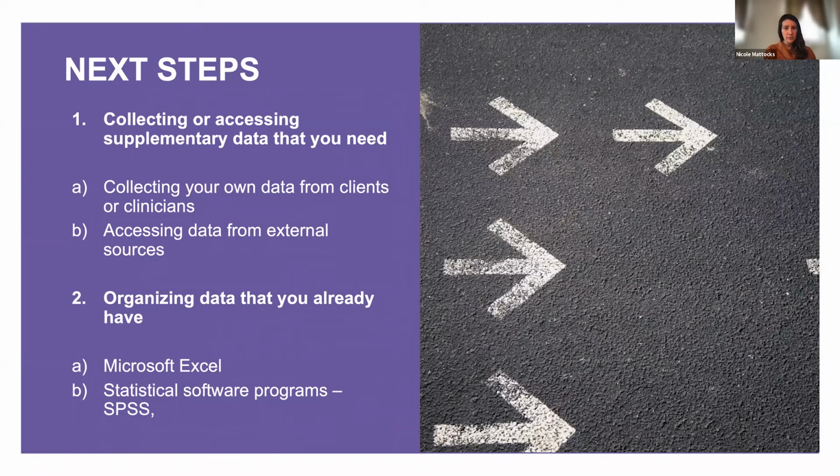So these next steps that we want to talk through right now are how to collect or access supplementary data that you need to fill in that data gap. So collecting your own data from clients or some of your clinicians, or accessing data from external sources. And then we also want to talk about how to organize that data using something like Microsoft Excel, a statistical software program if you have access to one of those, or we're going to use an example called JASP that Jay is going to talk a little more about and show you using real data, how to organize data that you might have collected already.